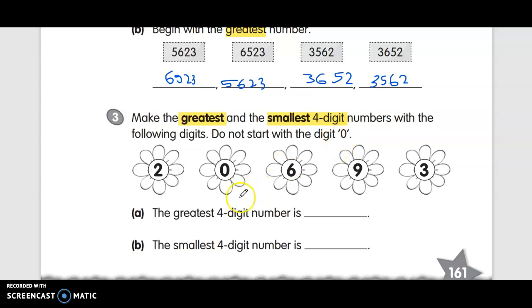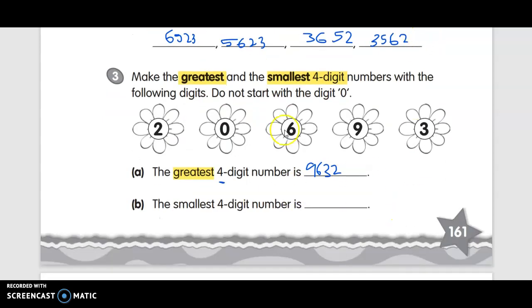Okay, so let's go to the greatest 4-digit first. Greatest, so very simple, right? Greatest is we look at the greatest number. Which number is biggest? 9, followed by 6, and then 3. Last number, 2. Now, do we need the 0? No. If we put the 0 in, it will be a 5-digit number. Do I want a 5-digit number? No. You need to read carefully. We need a 4-digit number. Okay, let's move on to the next one.